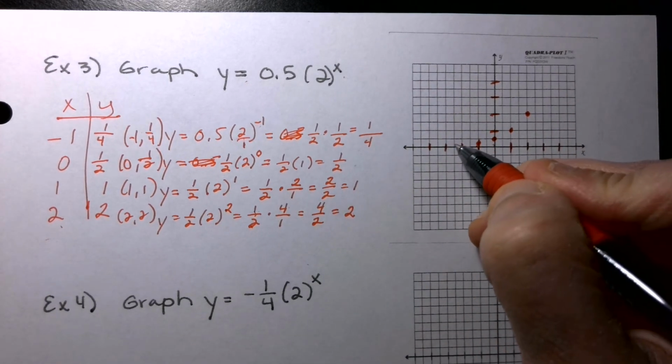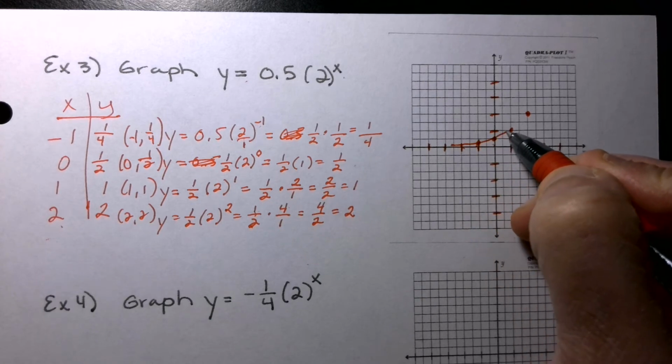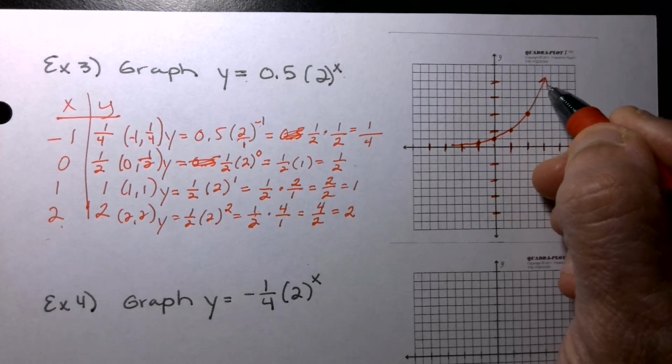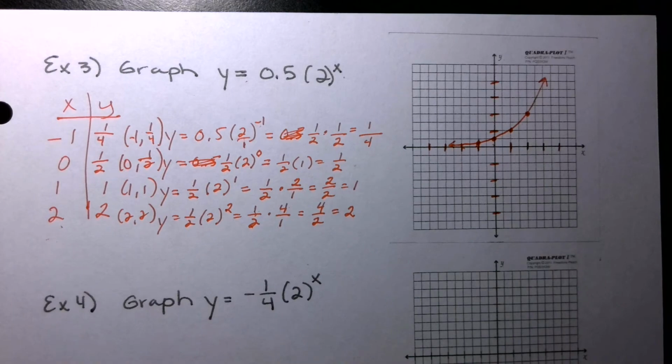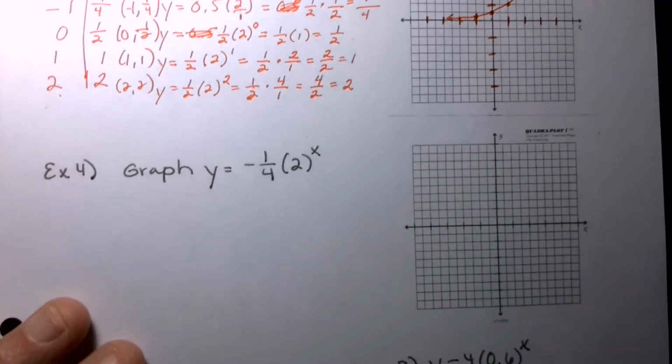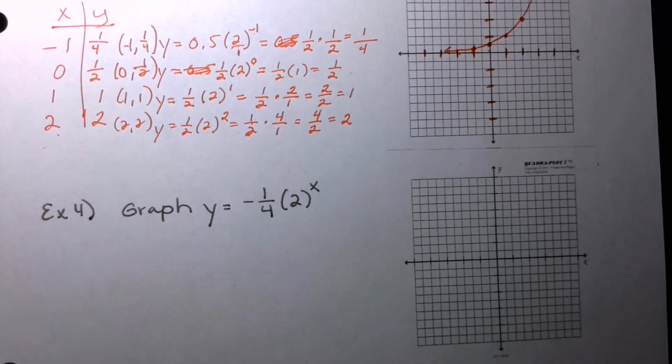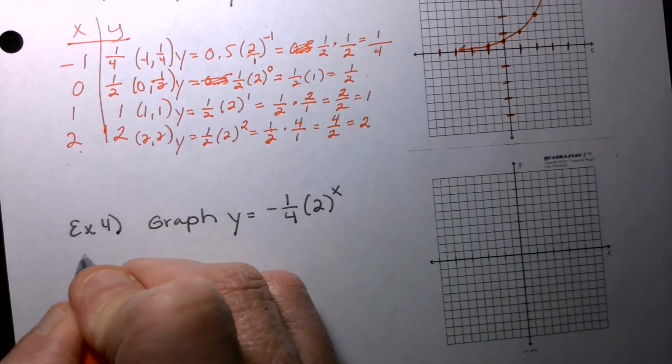And it's going to approach down here, and it's going to veer up. And that's what an exponential graph looks like. It's a curve, but notice it doesn't hit the line. All right, let's hit this one up.